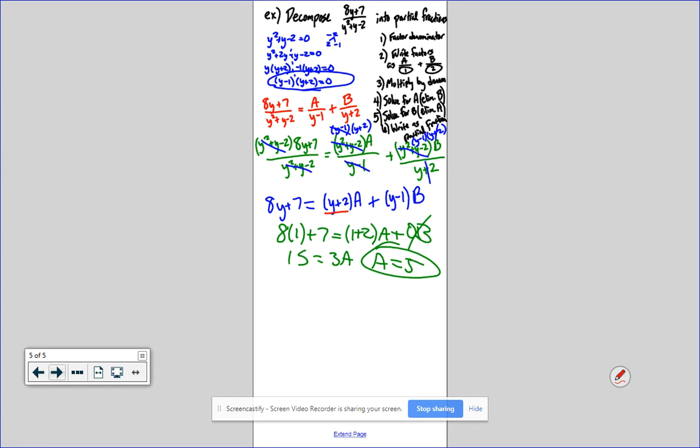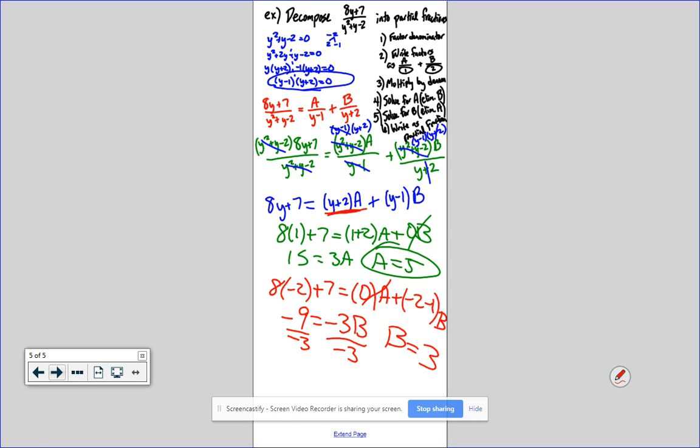Now I need to do the same thing for B, so I put negative 2 in. 8 times negative 2 plus 7 equals 0A plus negative 2 minus 1 times B. 8 times negative 2 is negative 16 plus 7 is negative 9. 0A goes away. Negative 2 minus 1 is negative 3B. Divide by negative 3. B equals 3, because a negative divided by a negative is positive.